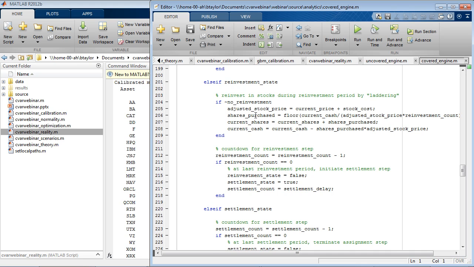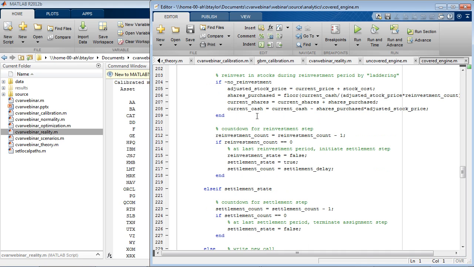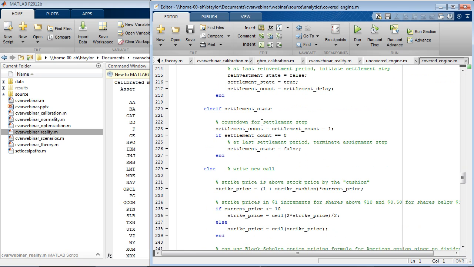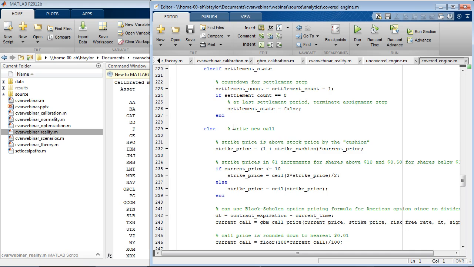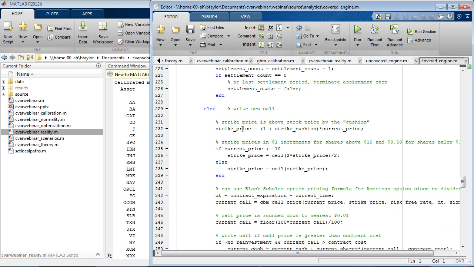In this case, you're laddering back into your position, and so there's a countdown that occurs. And then once you've reinvested, then you have to wait for settlement to occur, so it essentially delays at each tick of this simulation. And then once settlement has occurred, then you can write a new call option. In this implementation, it's actually using what is called a strike cushion. In this simulation, it's 5%, which basically means that whenever you write a call option, it's 5% out of the money, or 5% above the current stock price.